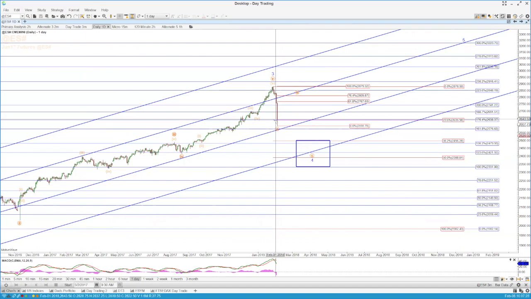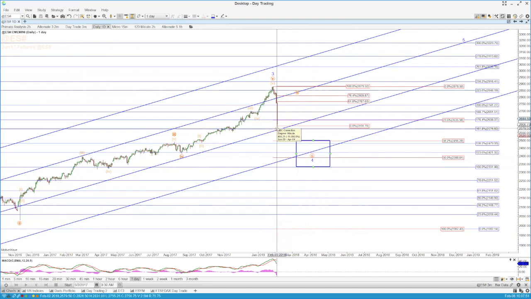Now, this moved down to 25.93 or so, which represents all of the move down in the futures market, which includes the overnight action. The question is, is that the bottom of the initial A wave of 4? Corrective waves in Elliott wave come in threes. You get an A, B, C.